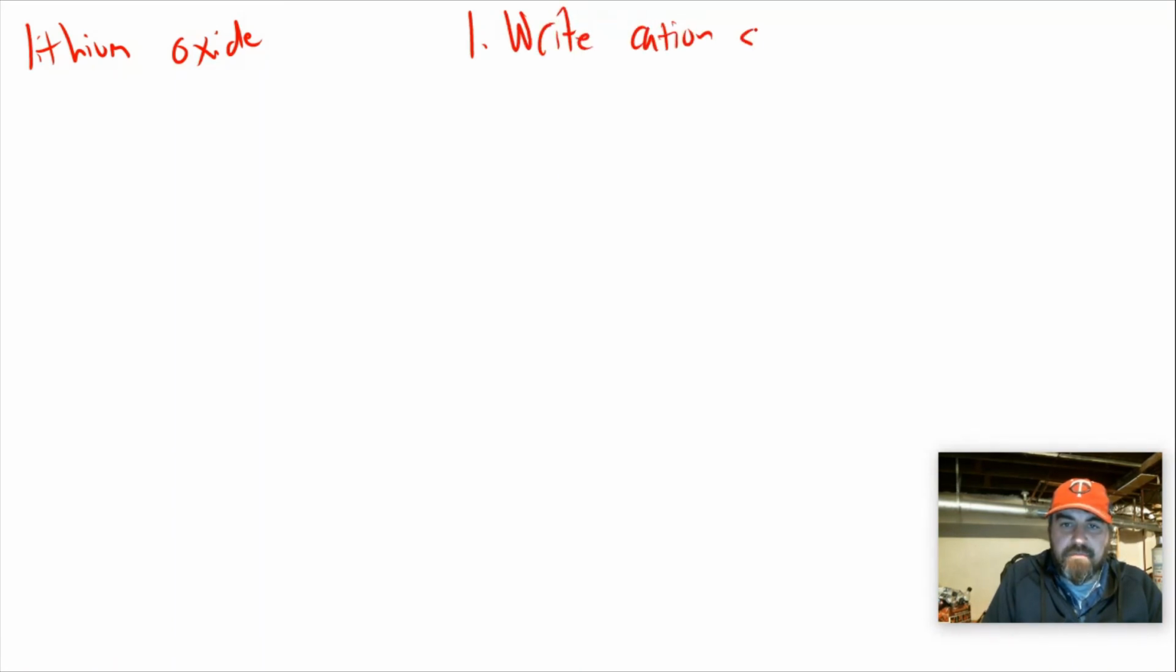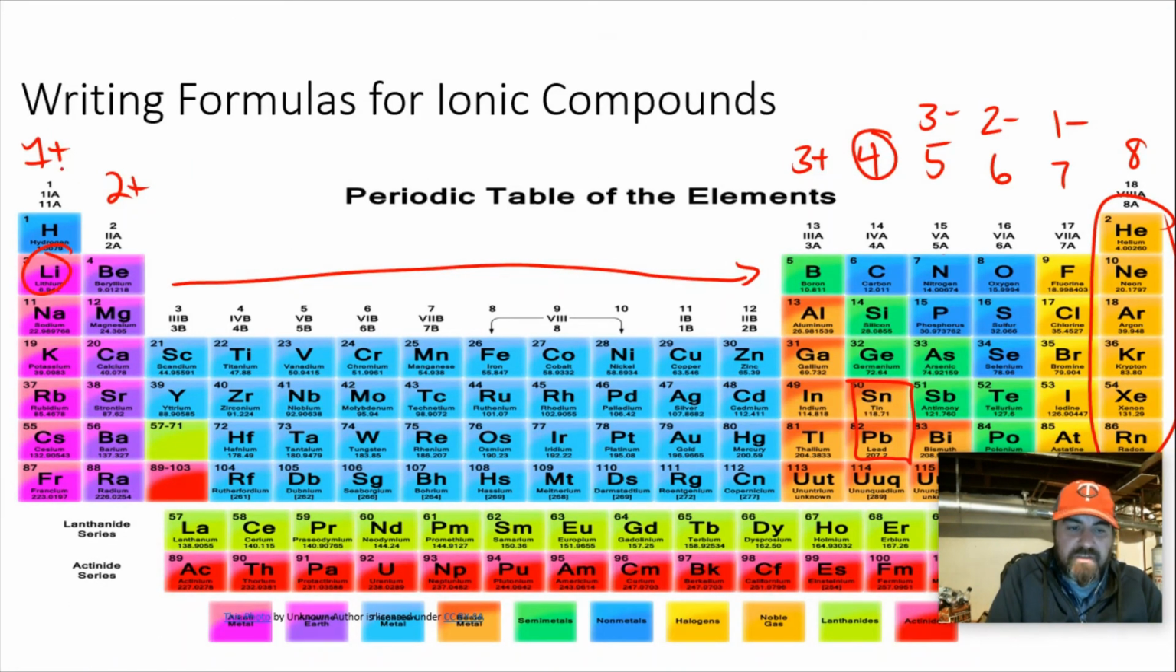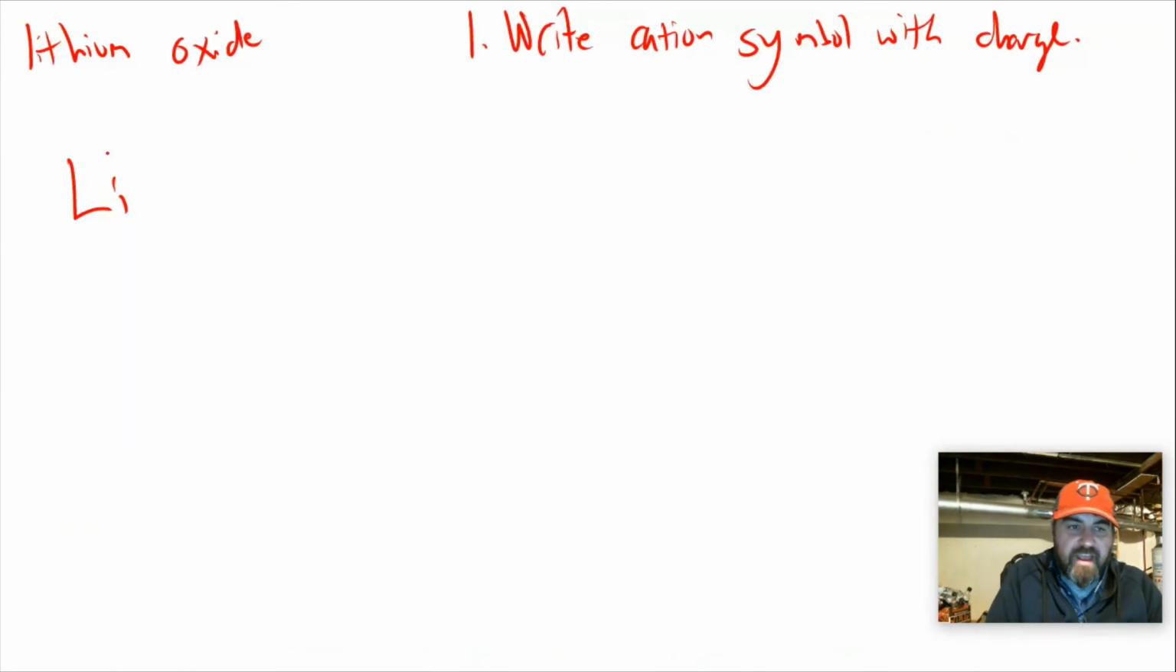Okay, let's do this. Lithium oxide. Step 1: write the cation symbol with charge. Lithium, Li. It is in group 1, so it's positive 1. So we're going to put Li plus 1 there.